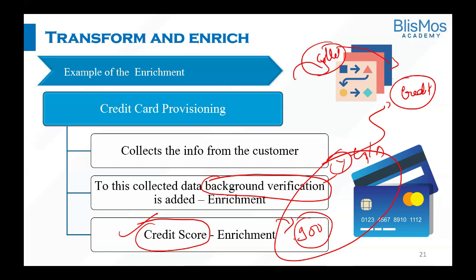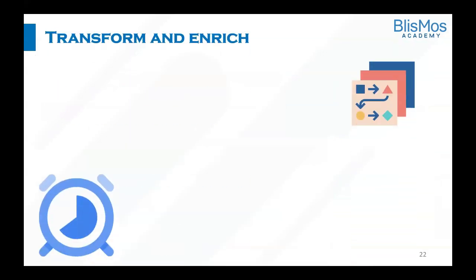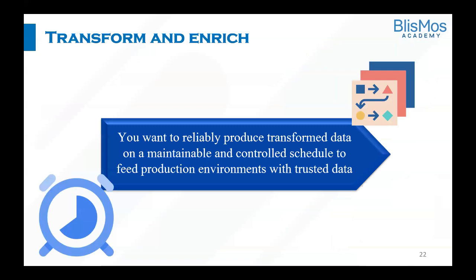Now that we understood transforming and enriching, what is the next one? Sir, I have a question here. Yeah, please go ahead. In the previous example, we have data from the customer. We have data from multiple organizations like CIBIL and background checking organizations. The data is in table form. So to enrich the data, can we add multiple columns in that table in the process of enriching the data?